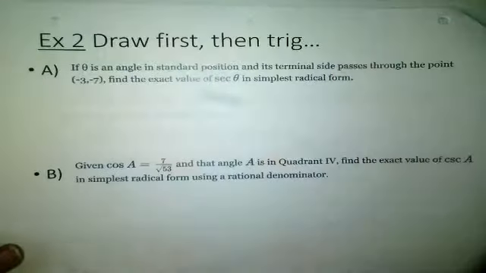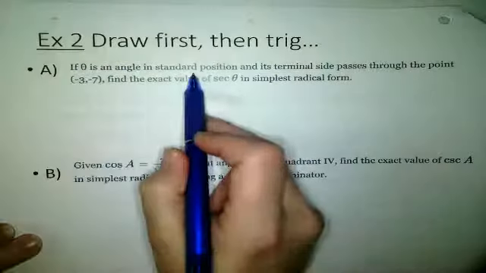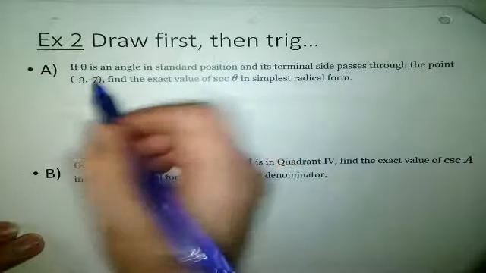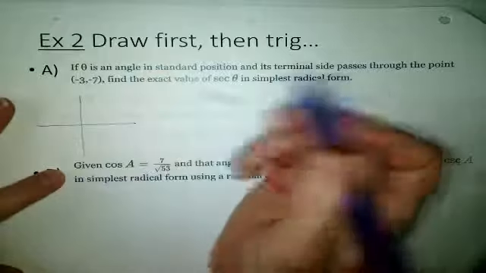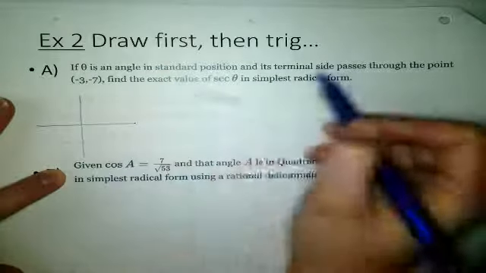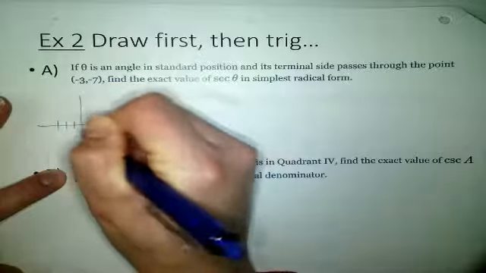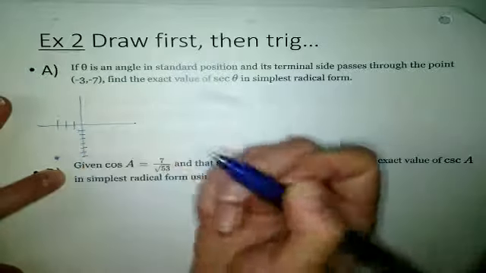Example 2. So this is stuff you've done before, so it's kind of like a review. So I'm just going to do these real fast. If theta is an angle in standard position and its terminal side passes through the point (-3, -7), I can draw that. Right there is (-3, -7).